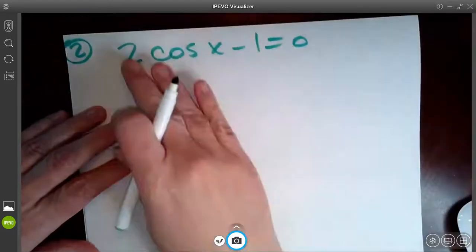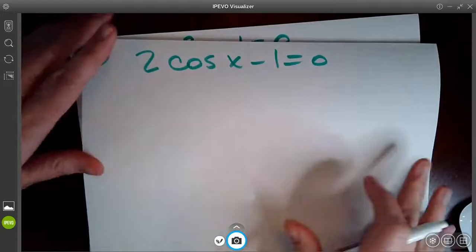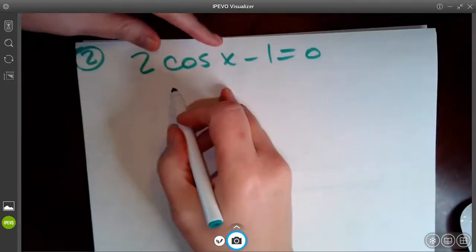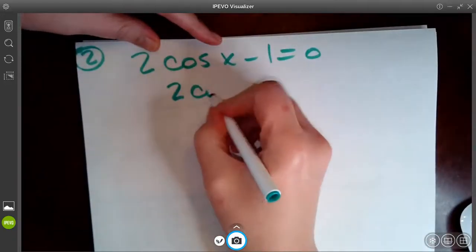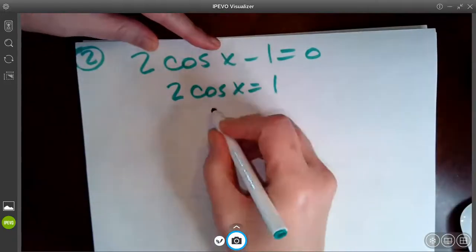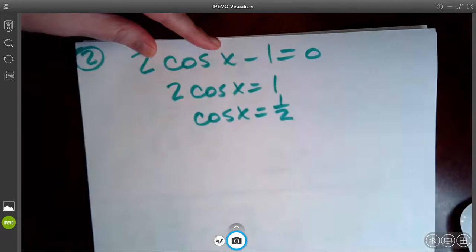So if we look at number 2, we have 2 cosine x equals 1/2. Now we have to do a little work on this one because I need my cosine x to be by itself. So if I added 1, we get 2 cosine x equals 1. And then if we divided by 2, we would have cosine x equals 1/2.